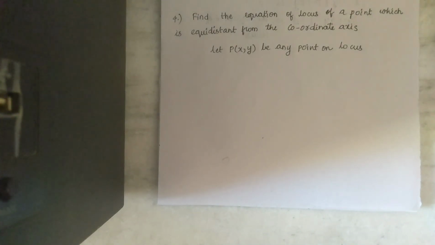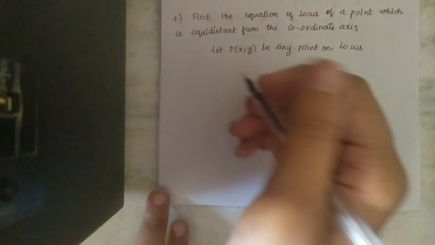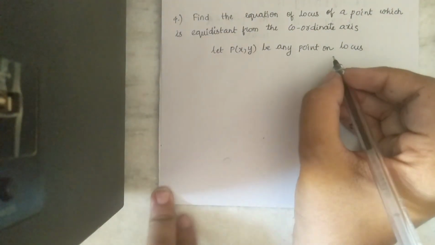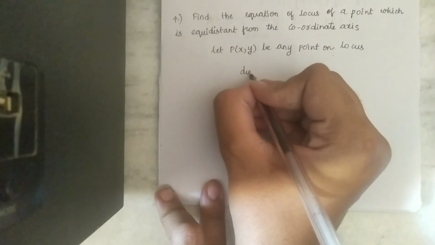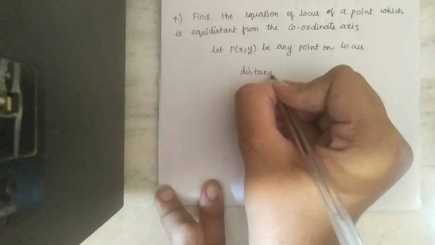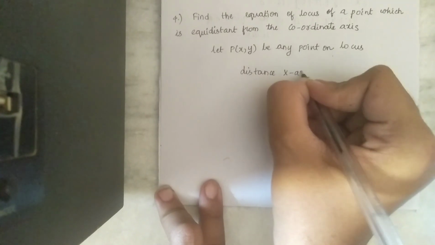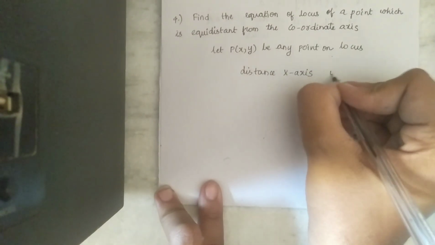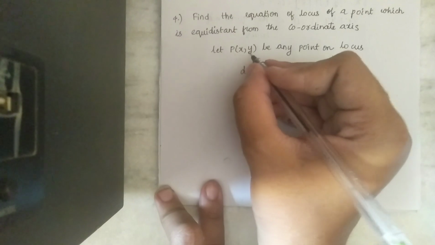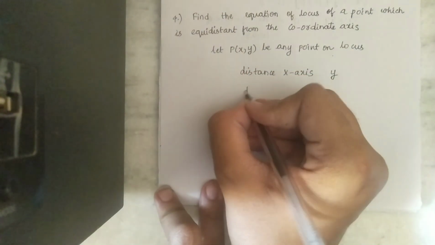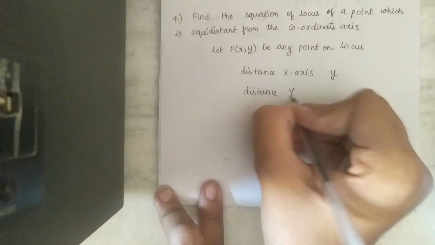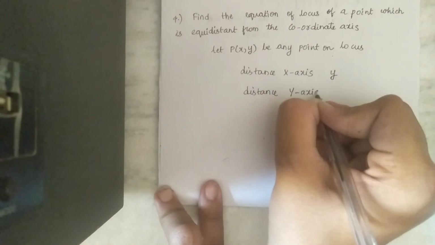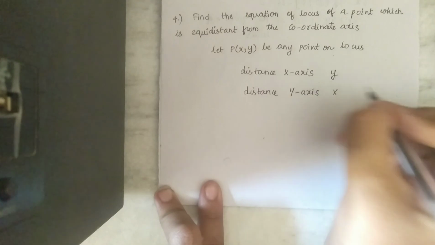Find the equation of locus of a point which is equidistant from the coordinate axis. So let us consider the point which is on the locus as P(x, y). So what is the distance from x-axis? We have a formula, that is distance from x-axis is nothing but the y coordinate in the point P. What is the distance of the point from y-axis? Y-axis is nothing but x.